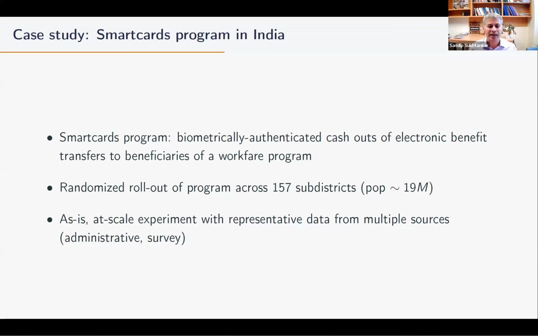So what do I mean by that? What I mean is that the government implemented the program just as it's supposed to. It wasn't a very small pilot run by a very well-functioning NGO. This was just the government doing things as they usually do. And it was done at scale.